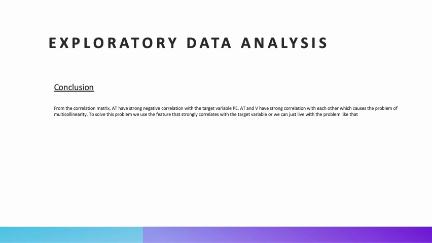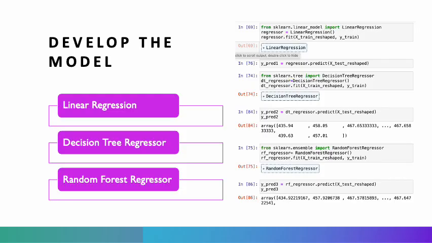So right. I did go with the first option, which is to pick AT and use it alongside the target variable PE. Right. So the next step is to develop the model. And developing the model, I used 3 models: linear regression, decision tree regressor, and the random forest regressor as well.